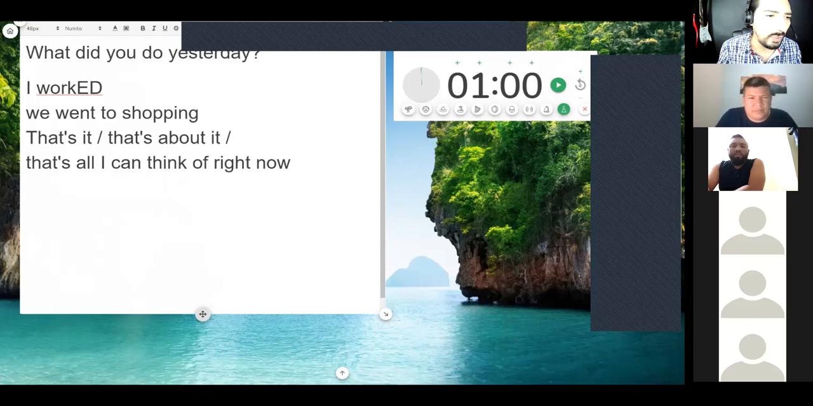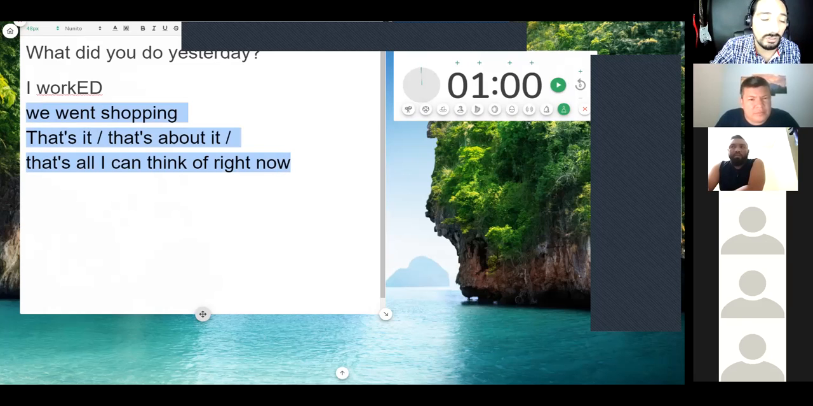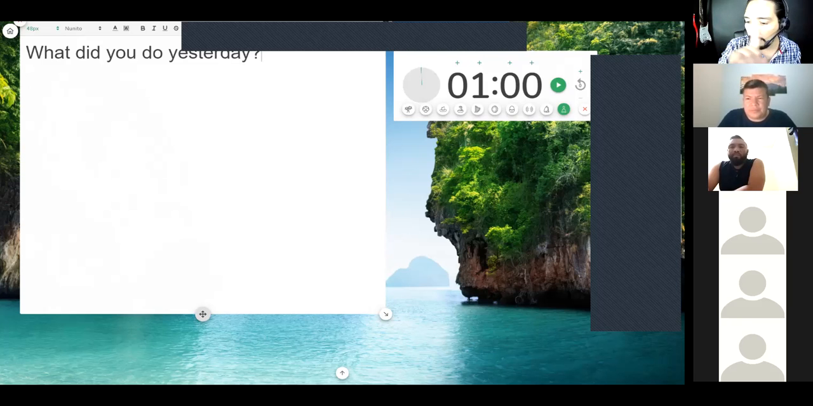Now, let's see, you said we went to shopping. You don't need the preposition here. We went shopping. You could say we went swimming, we went dancing, we went shopping. Okay? Shopping. That's an activity, and that's why you have it in ing or the present participle. We went shopping. Okay? Good. Great job, Hermes.